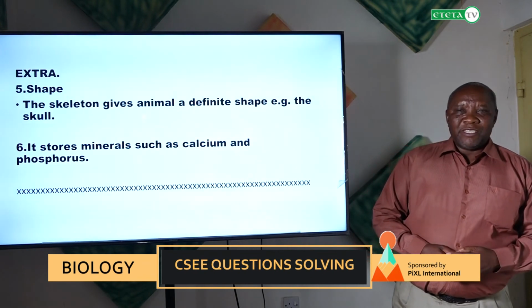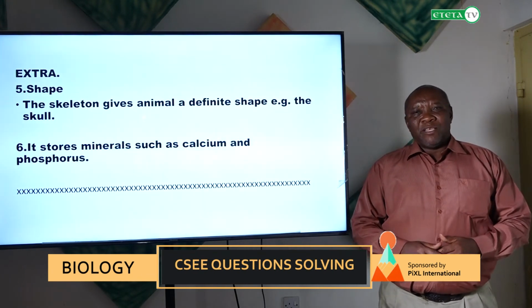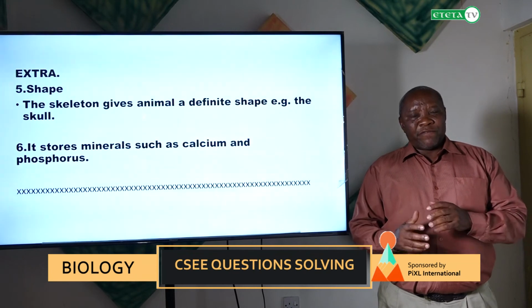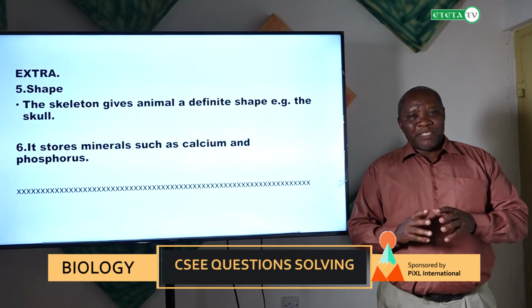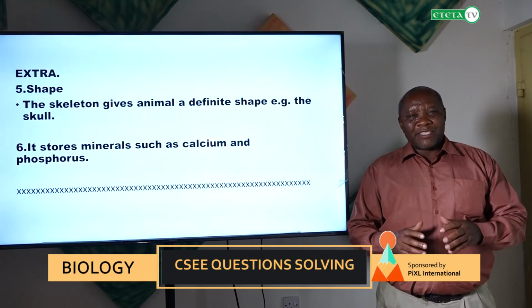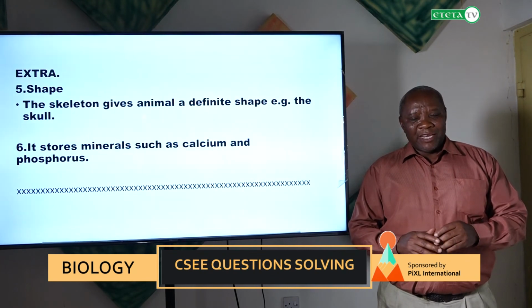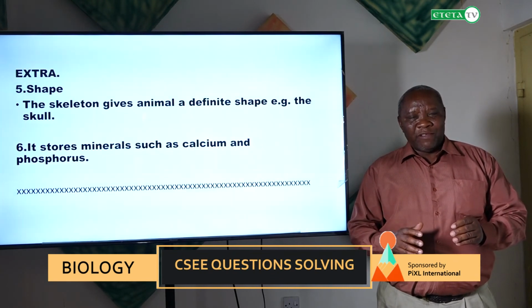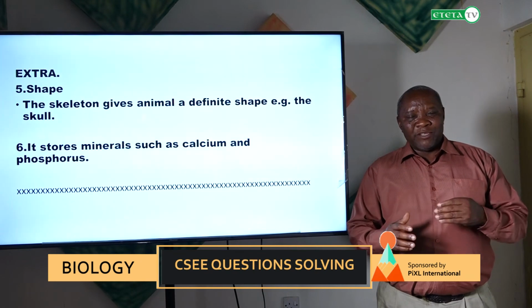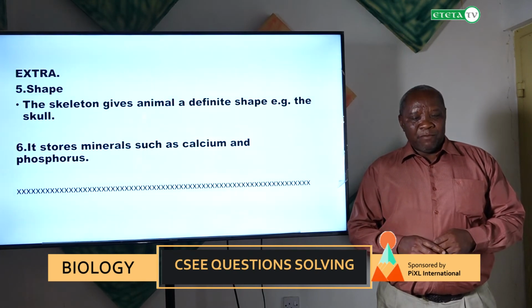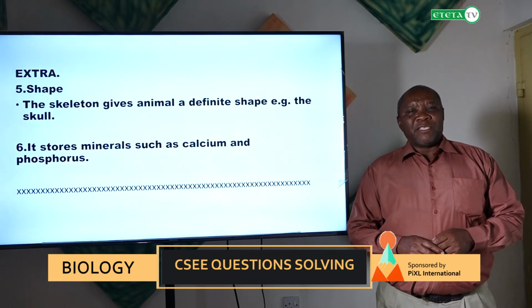So this is how you can be brief and precise to the point when you answer questions concerning the functions of the human skeleton. There are basically five or six functions of the human skeleton.